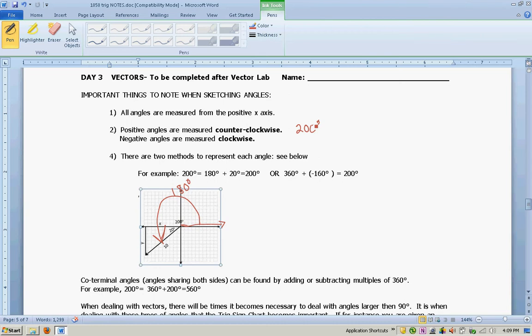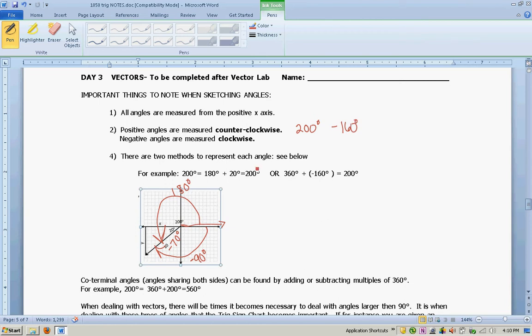But I could have measured this angle clockwise, so I could have gone this way. Now the first quadrant would be a negative 90 degrees, and notice that I have an additional negative 70 degrees there, so I could also write an equivalent measurement for this angle of minus 160 degrees. Negative angles are measured clockwise. So there's two ways that I can represent this angle.